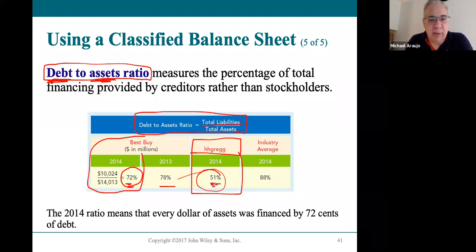Balance sheet equation, very important. Total assets are on one side, total liabilities and stockholders' equity on the other side. It's the only three things that belong on the balance sheet. So if 51% of their assets are financed by debt, the other 49% of their assets is financed by equity.